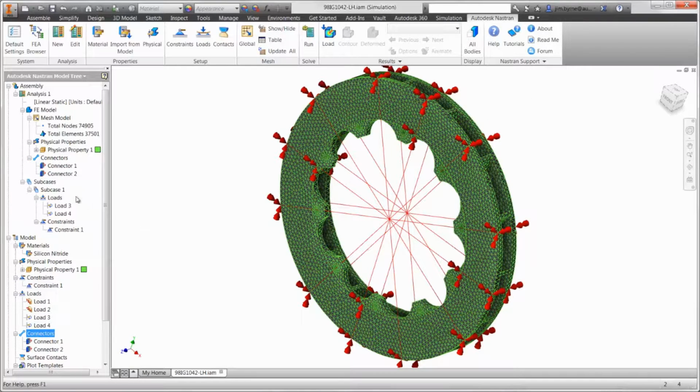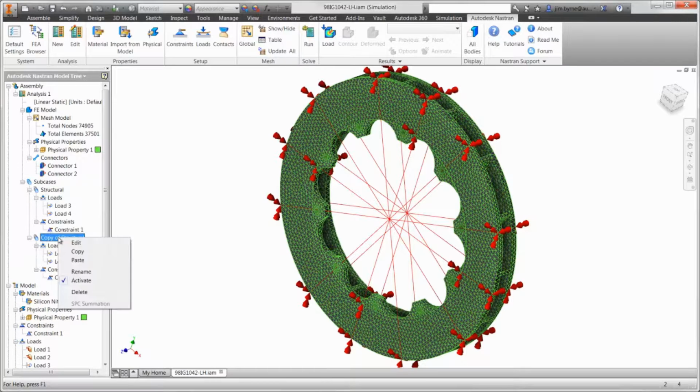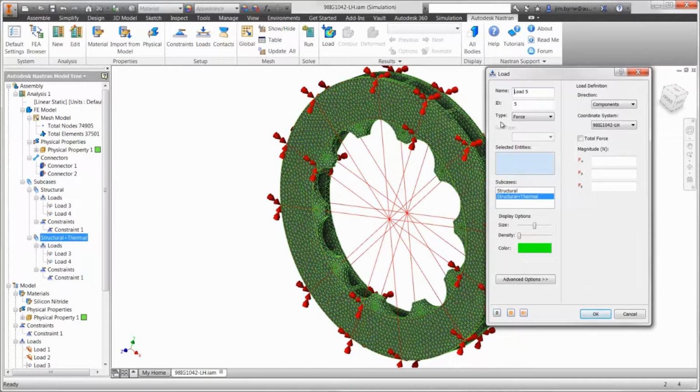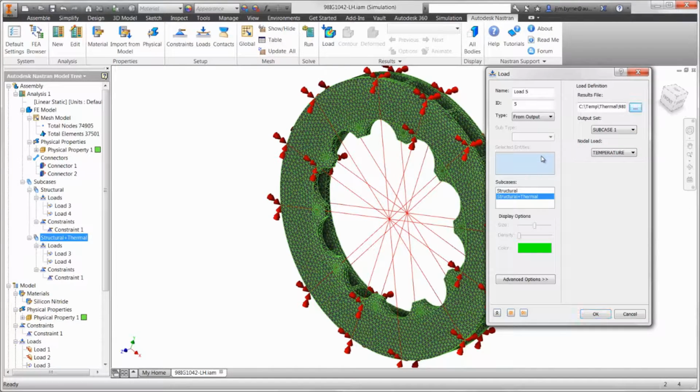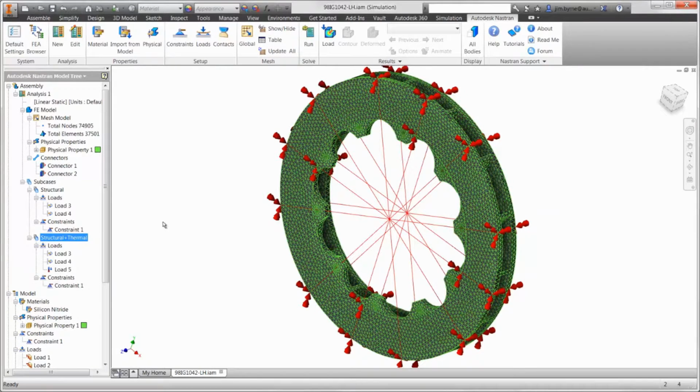Subcases in the FEA browser are a great way to evaluate more than one scenario at a time and compare the results between them. Here we are going to select three of them. The first one that you see is analyzing the torque load alone. The second subcase will include the thermal load, which comes from the previous study results. When applying the load, you will see the option to select the result file that was created when the analysis was complete. The third subcase is the thermal load by itself without the torque.